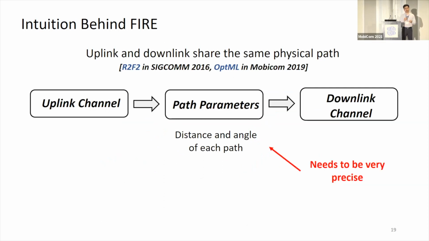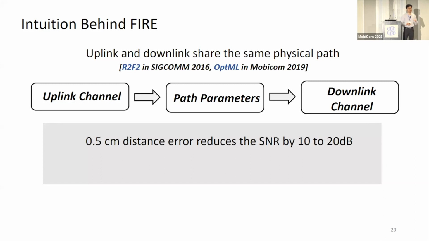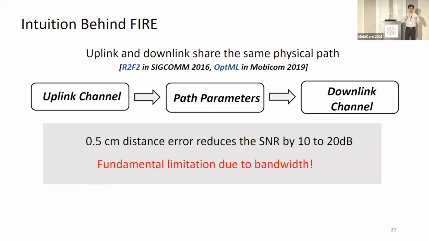But in order to get an accurate downlink channel estimation, they need to be very precise in their path parameter estimations. A very small error, such as 0.5 centimeters in distance measurements, will reduce the SNR by 10 to 20 dB. So this means that you can go from HD video streaming to just text-based browsing. What makes it more interesting is that this is actually the fundamental limitation of the bandwidth. Cellular networks operate at around tens of megahertz, and with such limited bandwidth, you cannot accurately estimate these path parameters. So what can we do?